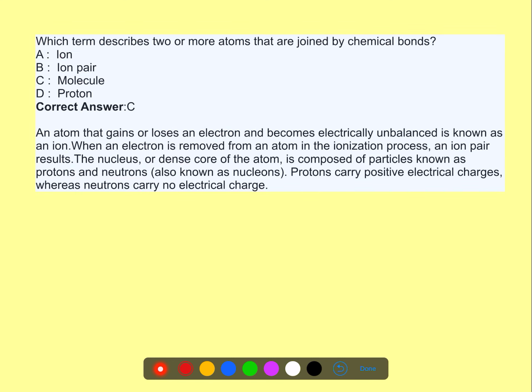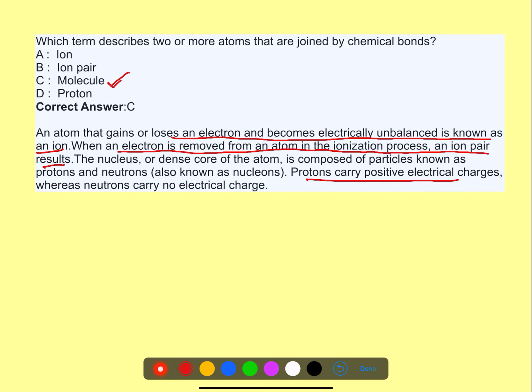Which term describes two or more atoms that are joined by chemical bonds? The term that describes two or more atoms joined by chemical bonds is a molecule. Whereas an atom that gains or loses an electron and becomes electrically unbalanced is known as an ion. When an electron is removed from an atom in the ionization process, an ion pair is formed. And a proton carries the positive electrical charge. So a molecule describes two or more atoms that are joined by chemical bonds.